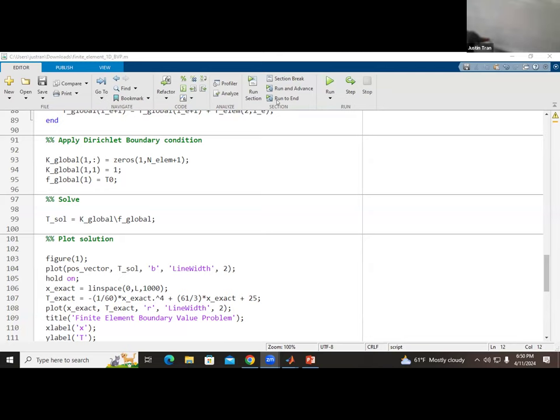Same thing for the W. You have W of 0 is equal to 0, so that means B0 is equal to 0. Then you have W of L is equal to 0. Same thing: you won't be able to solve for B1 and B2 outright, but you should be able to solve for B1 in terms of B2. That makes sense. Okay, that helps out a ton.